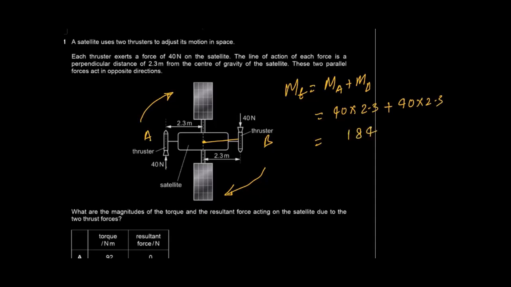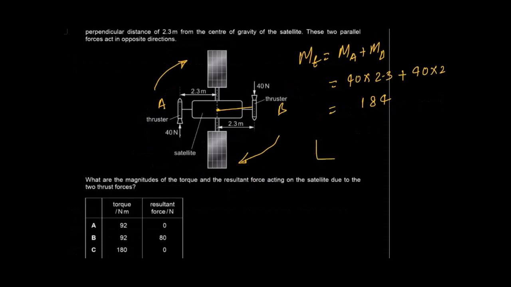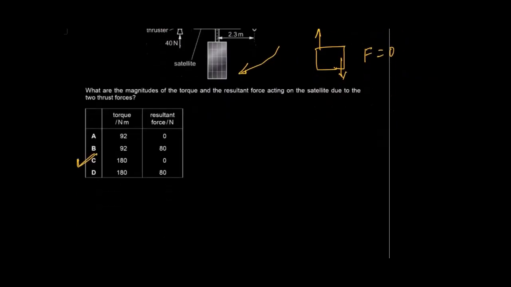After adding, it will become 184. And the resultant force: if this is a satellite, there is one force acting in this direction and one force acting in this direction. Both forces are equal and opposite, so the resultant force acting on the satellite is 0. So out of these, the total torque is 180, because we got 184, which is near to 180, and the resultant force is 0.